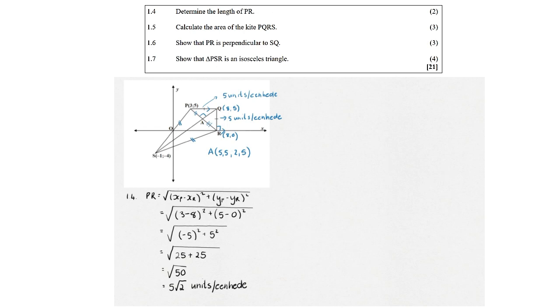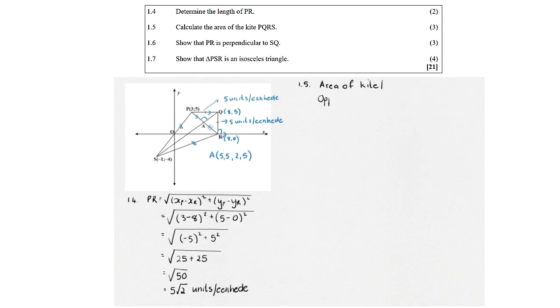For this question, you get 2 marks, 1 mark for the substitution of the correct values into the correct formula, and 1 mark for the answer. In question 1.5, you have to calculate the area of the kite PQRS, and the formula for the area of a kite is equal to a half times the product of the lengths of the diagonals. So in this case, it is equal to a half times PR times SQ. So now we need to determine the lengths of PR and SQ.